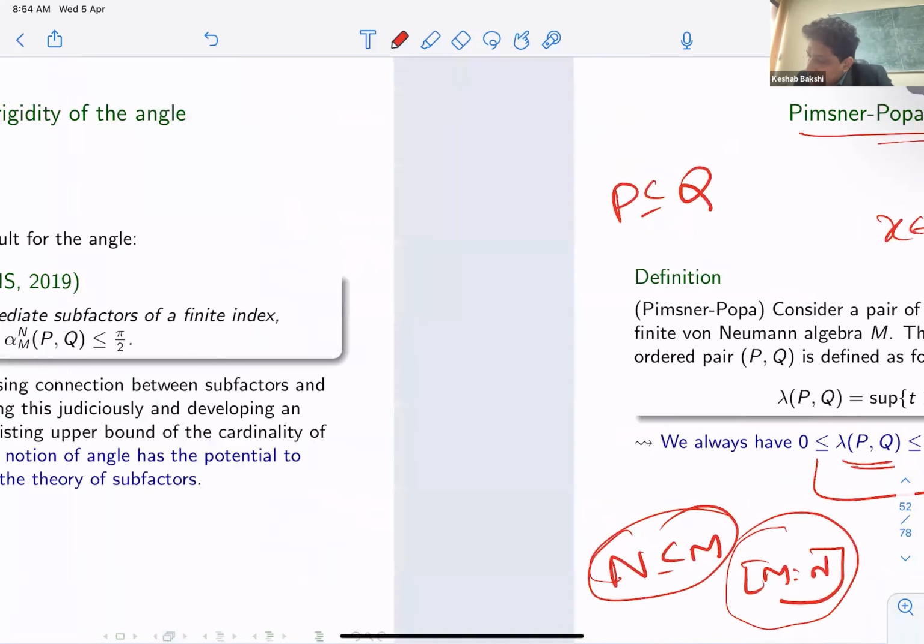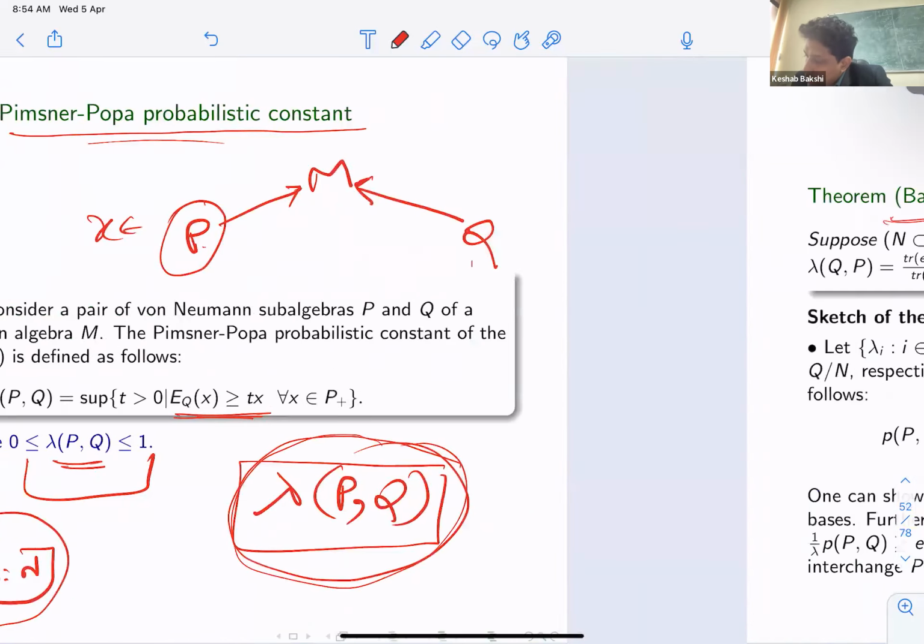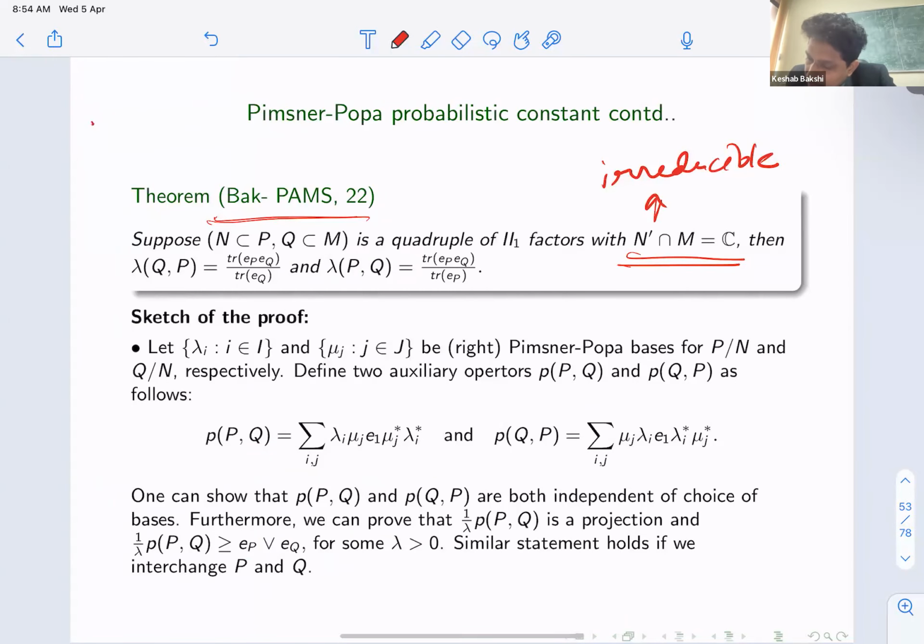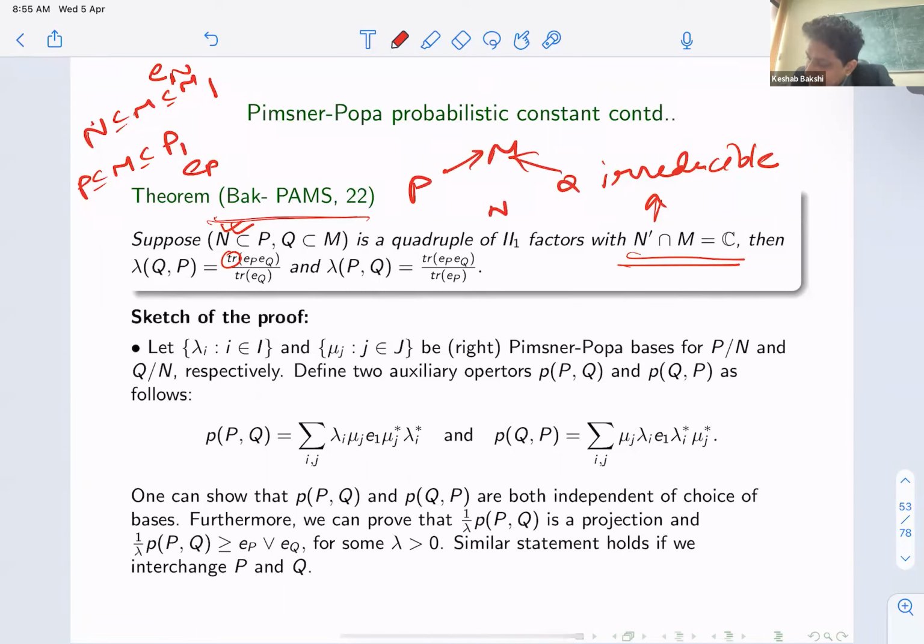So what is this E_P? Remember that we have N subset M and then M1, and that Jones projection is E_N. Similarly, for P subset M and for P1, E_P is the Jones projection. And this trace is everything happening in M1. That is why I said that this middle, common subfactor N is very important. Otherwise, I don't know the proofs. So we have these two subfactors P and Q, but we have this extra assumption that there is an irreducible common subfactor.